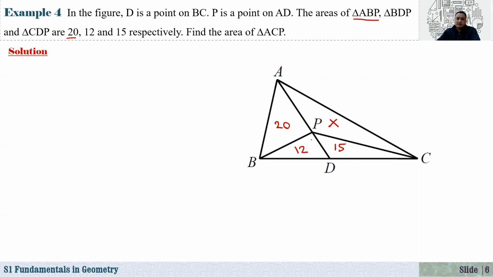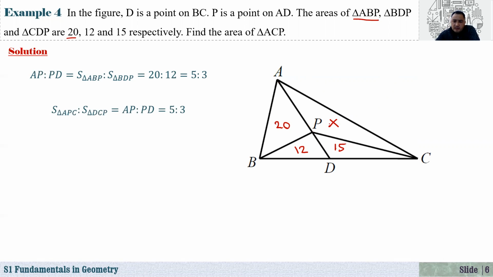So again, from here, we are going to use that the ratio of the areas is equal to the ratio of the corresponding sides if they share a common height. So AP to PD is equal to 20 over 12, which is equal to 5 to 3. At the same time, the area of APC, that is X, to the area of PDC, X to 15, is also equal to 5 to 3, because these ratios are equal.